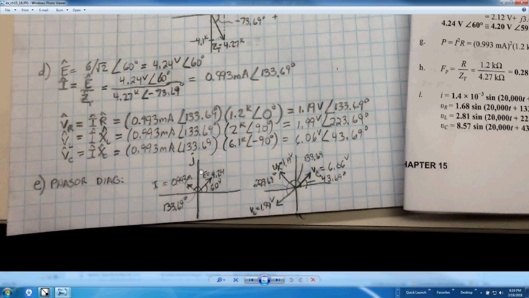It wants you to draw the phasor diagram. This is going to be a really small number, 0.993 milliamps. The angle is 133.69. The voltage is 4.24 with an angle of 60. V sub C is 6.06 with an angle of 43.69. V R is 1.19 with an angle of 223. Or that was V L, my fault. 1.99 with an angle of 223, and V R is 1.19 with an angle of 133.69.